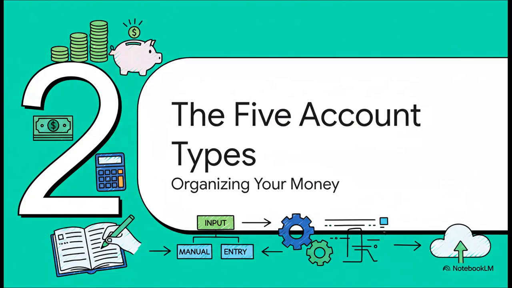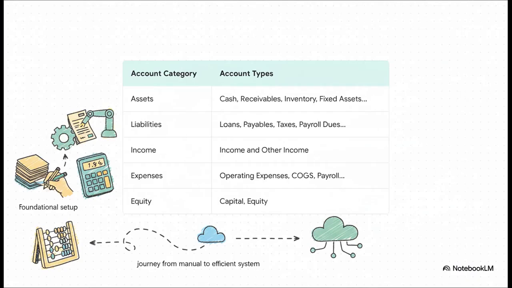Okay, let's move on. Now we're looking at the 5 account types, which is really about organizing your money. So we've got our filing cabinet set up. Now let's open up the drawers and see what the main sections are inside. And here they are. Literally every single financial event in your business is going to fall into one of these 5 categories. It's such a simple but really powerful system.